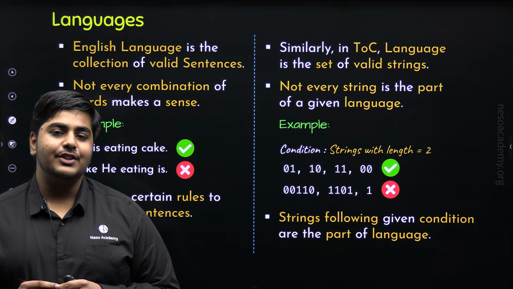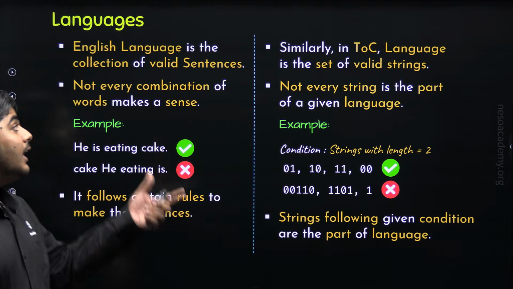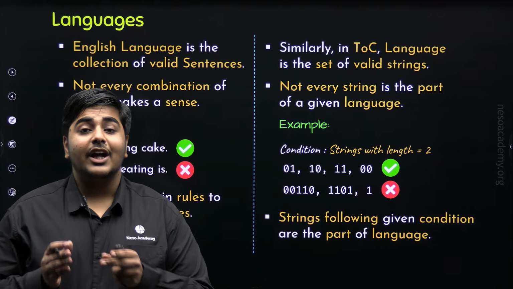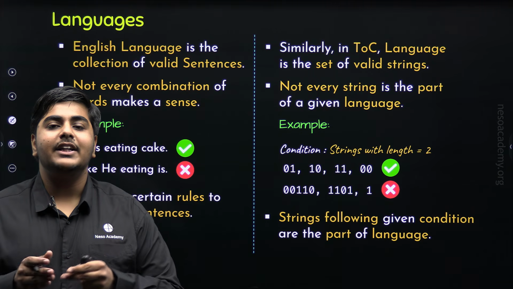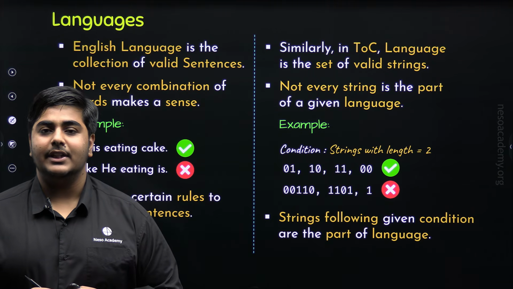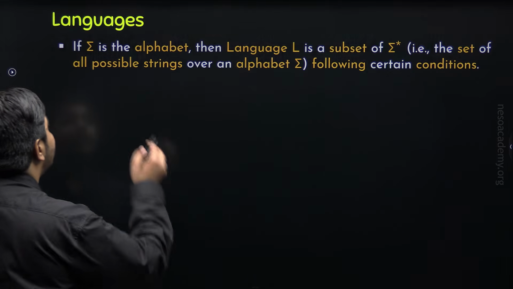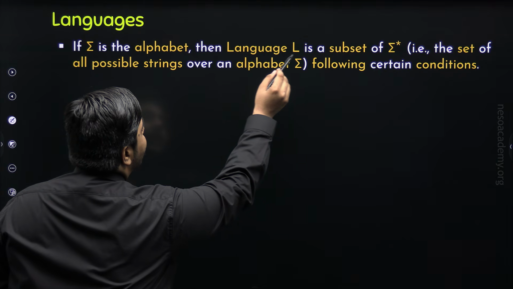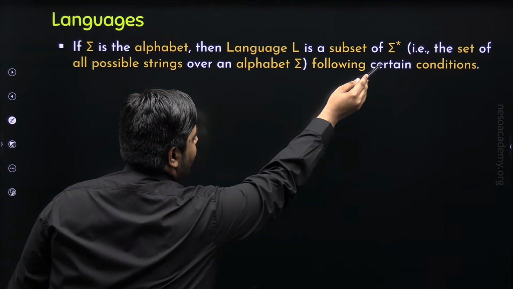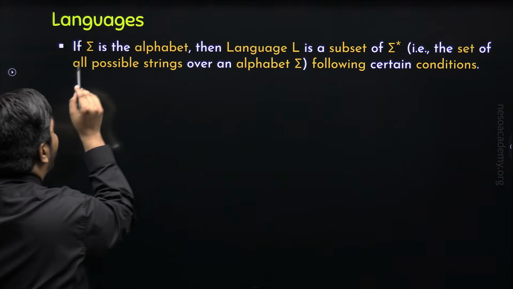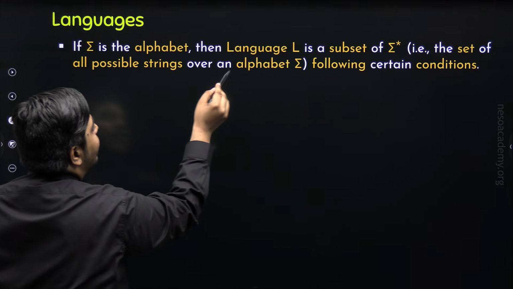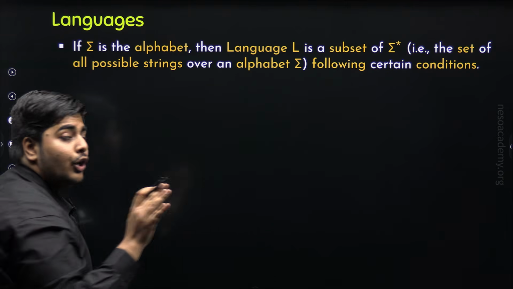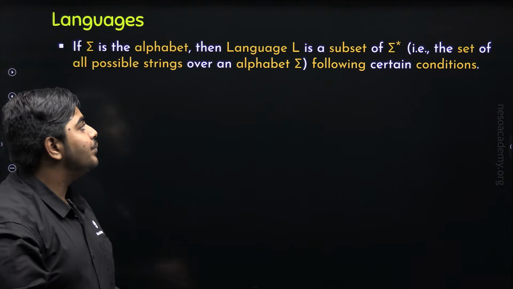So as we have understood the relationship between languages in general and languages in ToC, we are all set to understand the formal definition of languages in ToC. So here I have written, if sigma is the alphabet, then language L is a subset of sigma star, that is the set of all possible strings over an alphabet sigma following certain conditions. Don't worry, I will decode it for you.